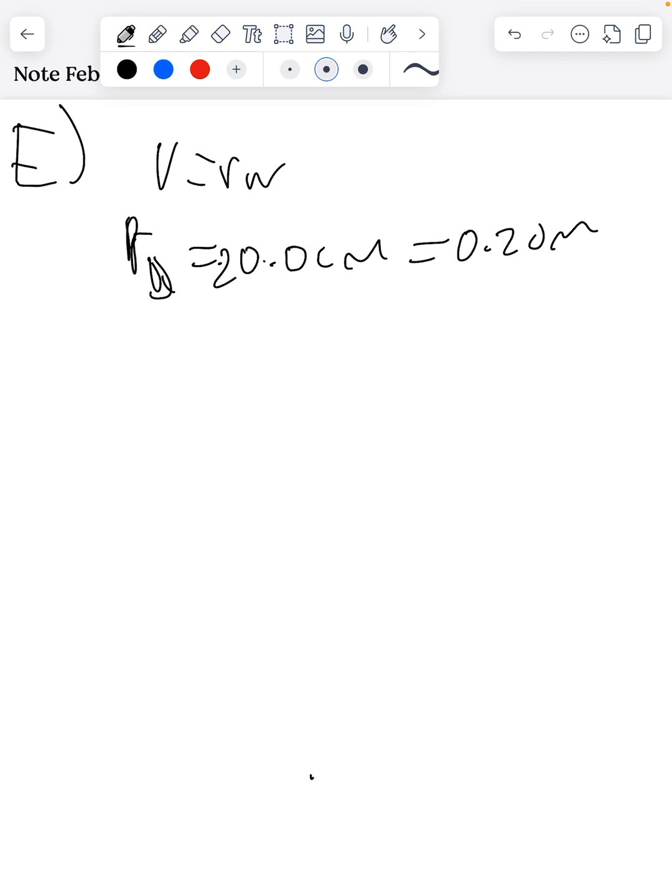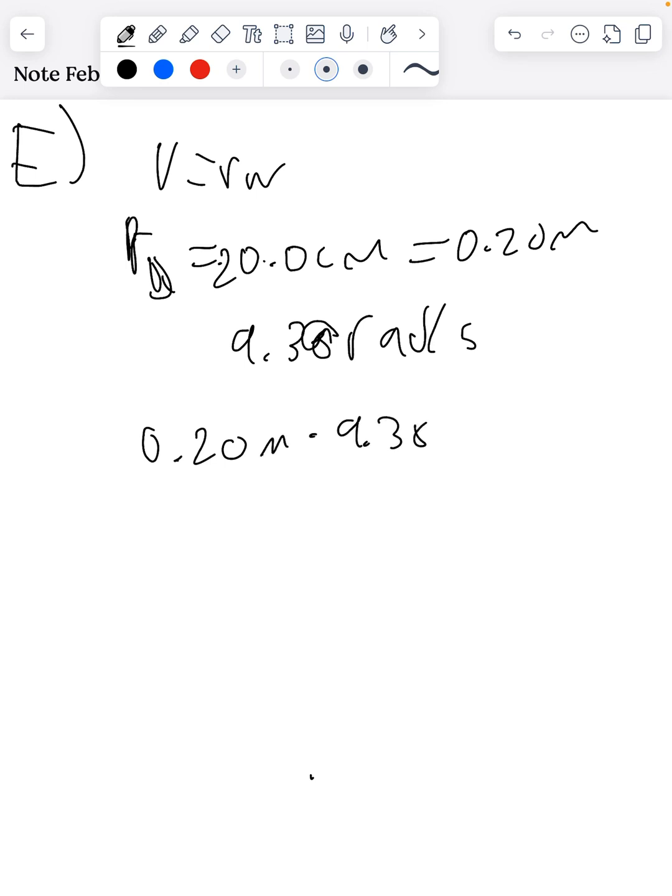We already know the angular velocity. We already know this number we got earlier, in question D. So we're just going to do the same thing: 0.20 meters times 9.38 rad per second.